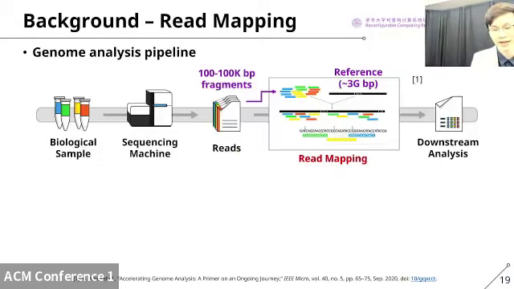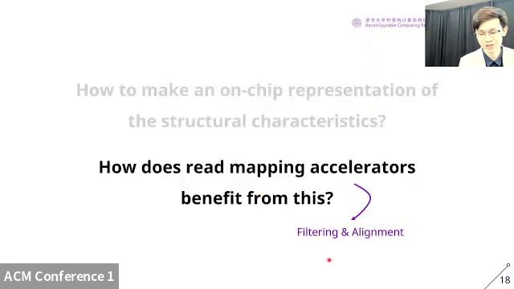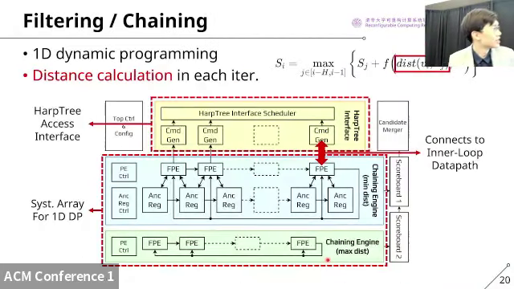So they are essentially approximate string matching algorithms, and they are widely acknowledged as the performance bottleneck in the entire pipeline. In the read mapping algorithms, we have two stages, which are called filtering and alignment. They involve some graph operations, that graph traversal stuff. And the filtering algorithm essentially does this kind of mathematical equation. It's a one-dimensional dynamic programming. So we design a systolic array to accelerate and parallelize the computation process.